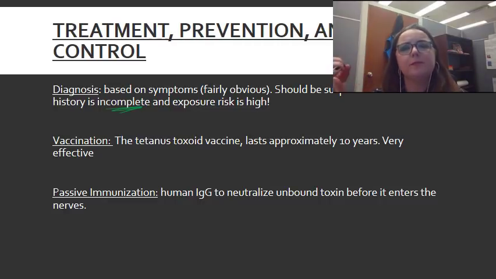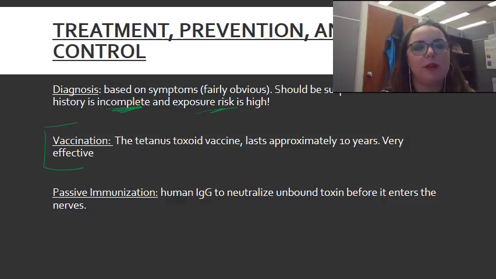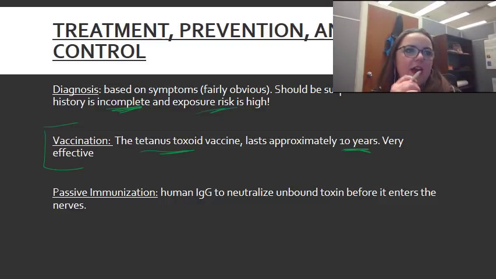So the symptoms are fairly obvious, and you should certainly suspect it if the patient's history is incomplete and their exposure risk is high. But for the most part, we really aim to go for prevention through vaccination of at-risk individuals. And prevention is actually pretty easy. So first off, we've got a great vaccine. It's the tetanus toxoid vaccine. It lasts for approximately 10 years. It's very, very effective.